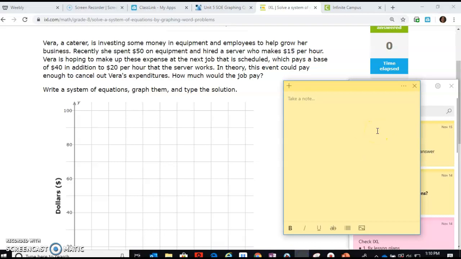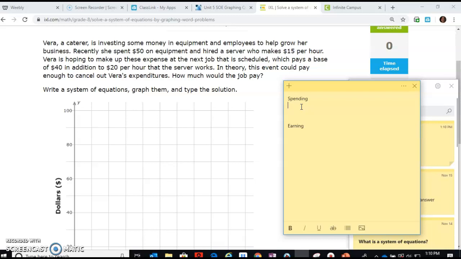All right. So Vera is investing some money in equipment and employees to help grow her business. Recently, she spent $50 in equipment and so on. Let me just give you a heads up. When they're talking about spending money and then they're going to sell something to earn money, those are the two equations that you're going to write: spending and, let's call it, earning. You write one equation for how much it costs you to make something, and another for how much you earn for those things that you make.